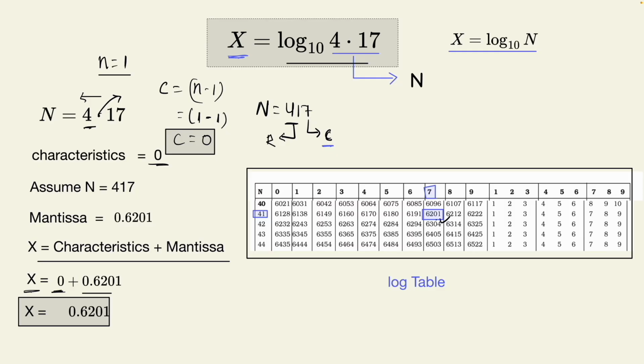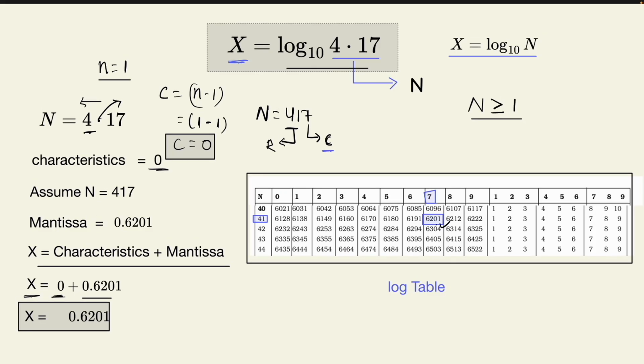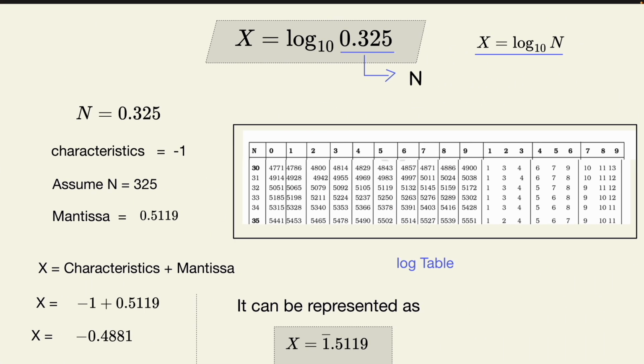So we saw two examples, both where n was greater than or equal to 1. Now we consider where the n value is less than 1. So let's look into two examples based on it. Here, first example, x is equal to log 10 to the power 0.325. Most of the students, I notice, have difficulty when the n value is less than 1, because the rule is a little bit difficult in this case, so we will try to understand it in a proper way.